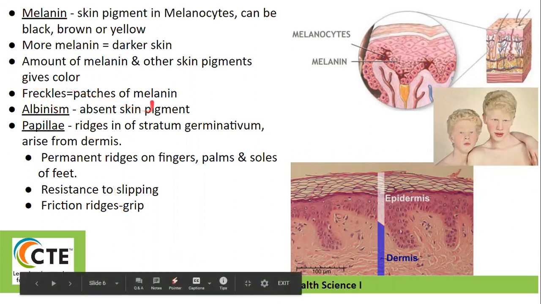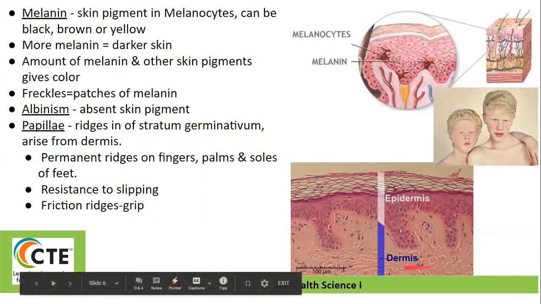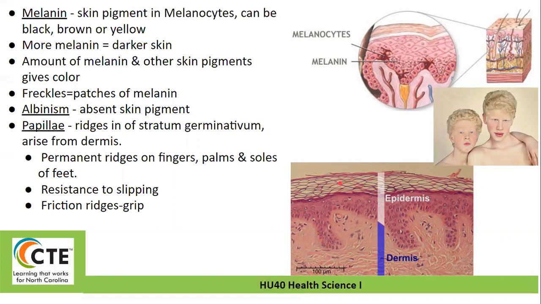Okay, freckles are patches of melanin. Albinism is the absence of skin pigment. Now, papillae, please do not get this confused with the next slide, which I'm going to talk about as papilla. Papillae are ridges in the stratum germinativum. So if we look at this slide, this darker pink color here, that's your epidermis. And you can see all those layers of the stratum corneum.